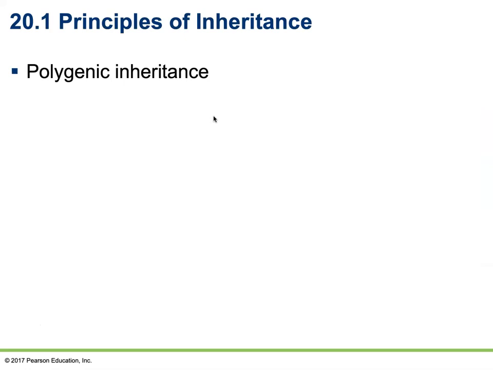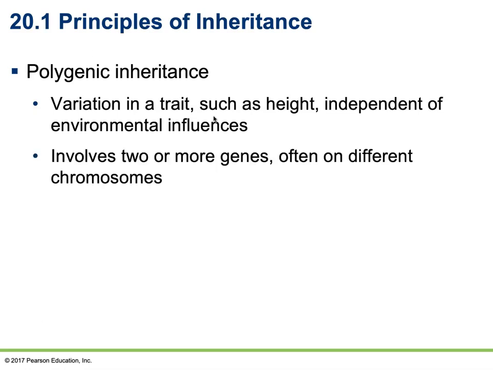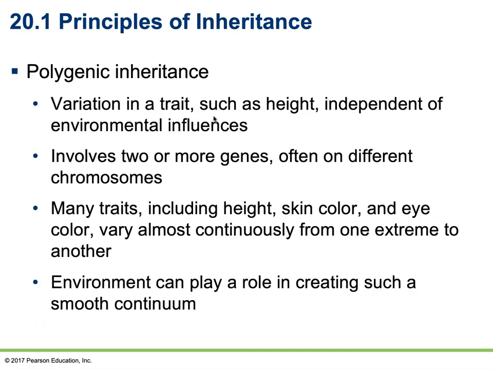Polygenic inheritance occurs when a trait is governed by two or more genes. Examples include things like height, skin color, or the prevalence of diabetes, meaning that there are certain characteristics that are encoded for on multiple genes. It typically involves two or more genes, often on different chromosomes. Many traits, like height, skin color, and eye color, vary almost continuously from one extreme to the next, and they can also be controlled by the environment.